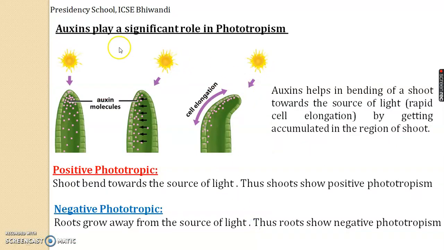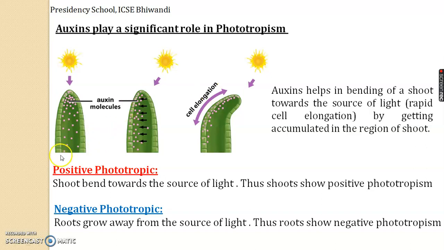Now you remember we have already learned about the auxins in our last video. They are the growth promoting hormones. I have already explained to you about the apical. These auxin molecules help in the bending of the shoot. Once they are produced, here you can see there is an elongation of cells which helped the plant part to bend towards the source of light. In this, you can understand, this is the shoot part which is bending towards the source of light. Roots which are embedded inside the soil don't grow towards the source of light.